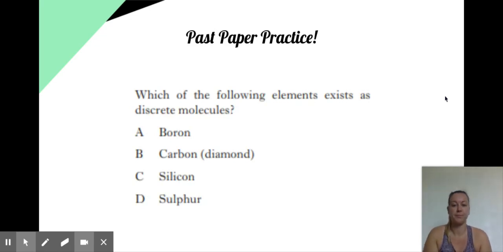So, first one. Which of the following elements exist as discrete molecules? So, I want you to pause the video, have a wee look at the 4 elements there, and then unpause in a wee second, and we'll go through the answer. So which one exists as a discrete molecule? Pause the video.